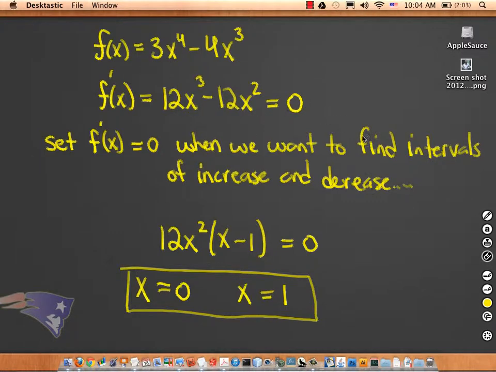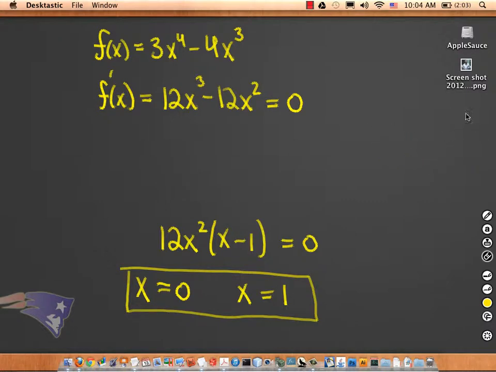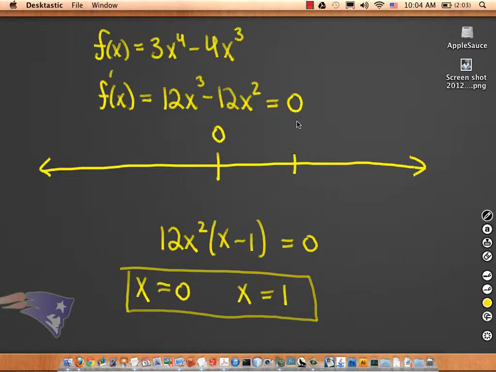And then what I do is I make a number line. And I'm going to put those points on the number line. I don't really care about what the value of the function is on the number line. All I care about is the sign of the value. So here's my number line. Here's 0 and here's 1. So the number line has been broken up into how many regions here by putting these 2 points? It's been broken up into 1, 2, and 3 regions.